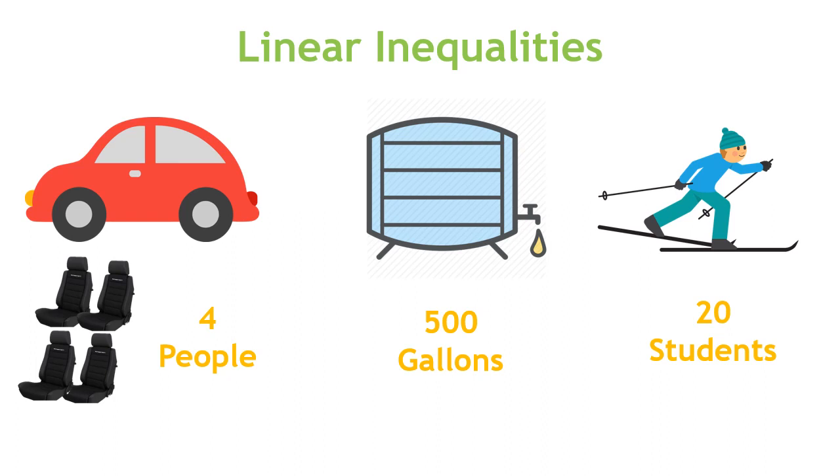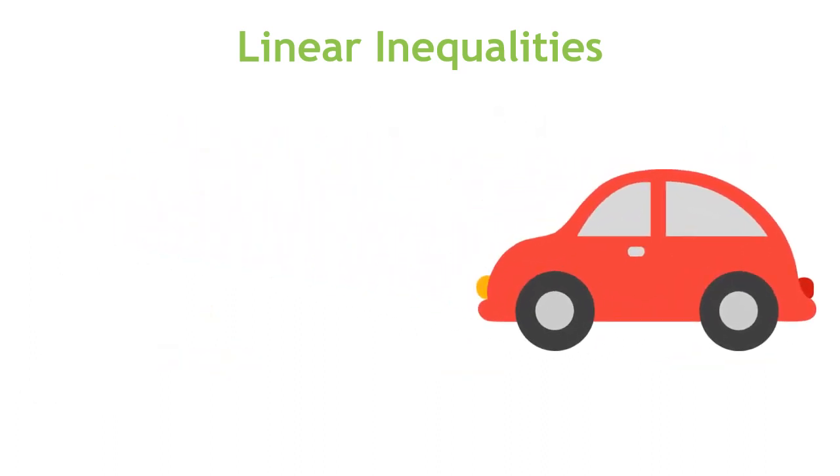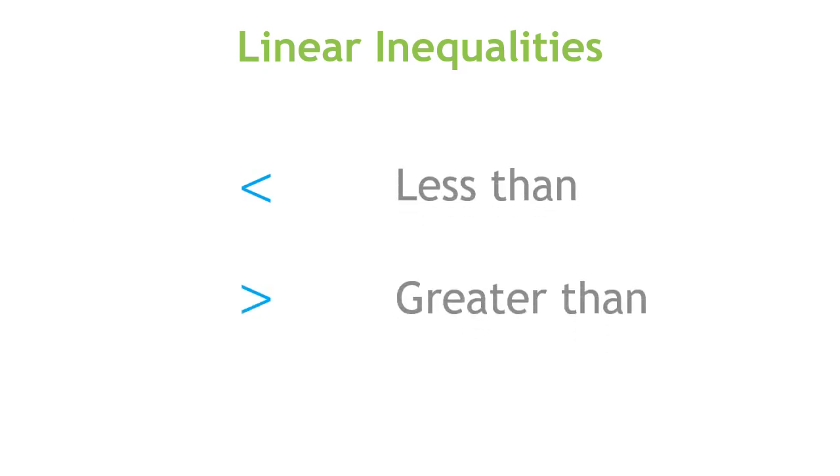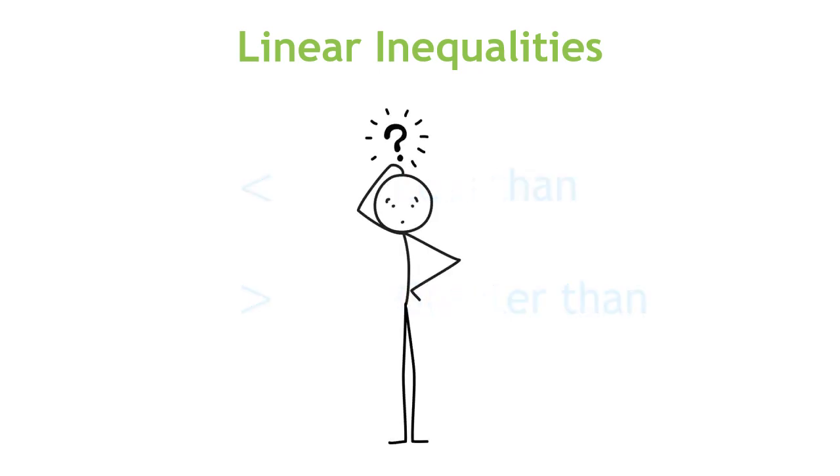For example, let's take the first situation, where the car's seating capacity is 4 people. Seating capacity of 4 people means the number of people riding the car must be less than or equal to 4. If n represents the number of people that can travel in the car, the inequality becomes. Recall that the symbol means less than, and the symbol means greater than. Confused? How can you remember this?